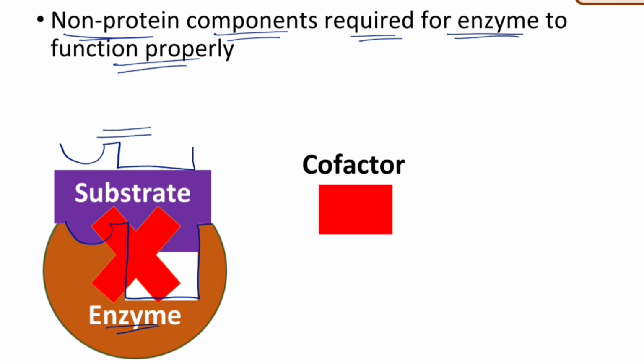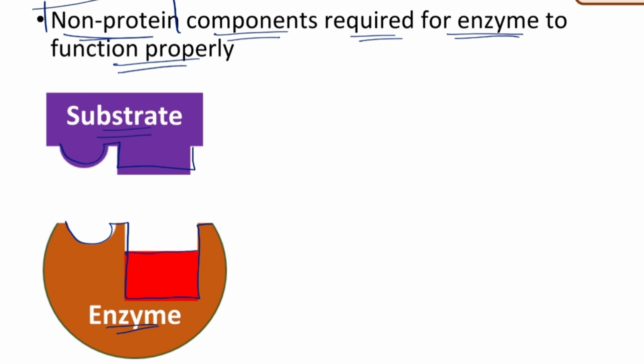So this is why we need a cofactor, which is a non-protein component, okay, required by the enzyme to function properly. So what the cofactor does is it will bind to the active site. So now we have a cofactor already bound to the active site of the enzyme. So the binding of the cofactor to the active site of the enzyme will allow the substrate to become complementary with the active site of the enzyme.